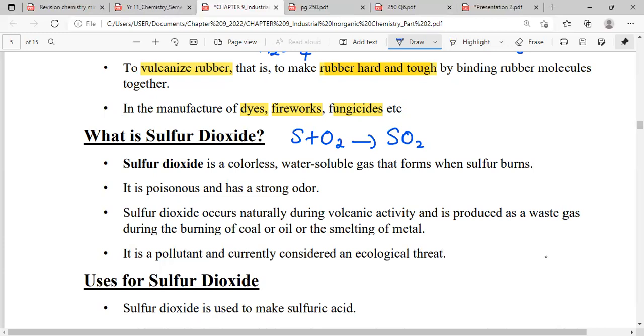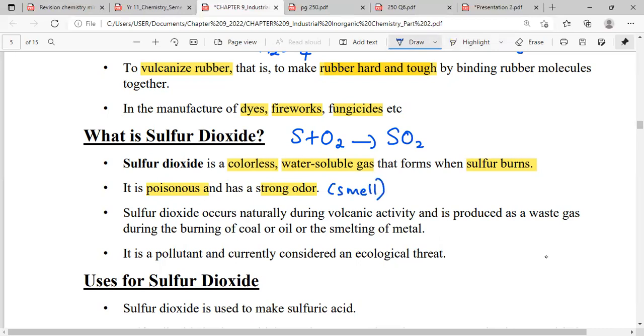Okay, so let's look at the properties of sulfur dioxide. Sulfur dioxide is a colorless gas. It is a water-soluble gas, and it forms when sulfur burns. When sulfur burns in air, the sulfur will react with oxygen to form sulfur dioxide. Sulfur dioxide is a poisonous gas, and it has a strong odor. Odor means smell.